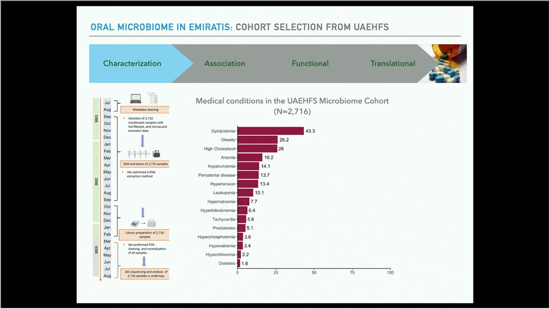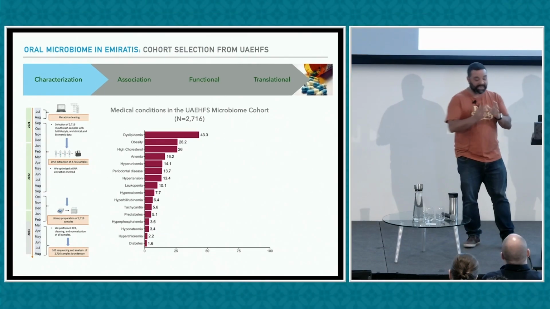So one of the things that we have at NYUAD, and one of the reasons why I came to NYUAD, is the UAE Healthy Future study. We have thousands of individuals from whom we have different types of data sets. We can generate genomic data, microbiome data, metabolomic data. And then we also have blood phenotypes. So we can actually go from characterization to functional, potentially translational.